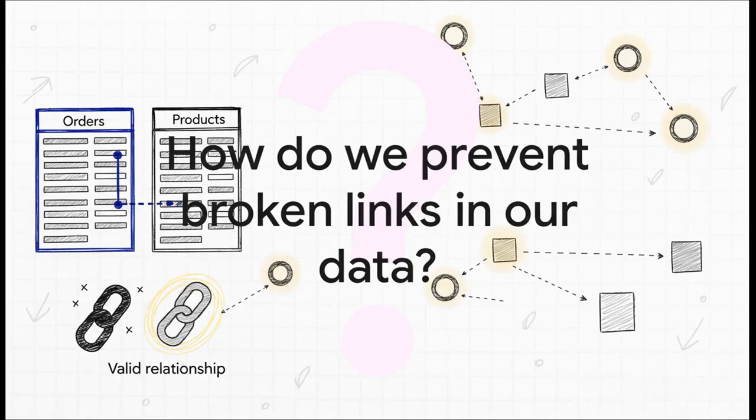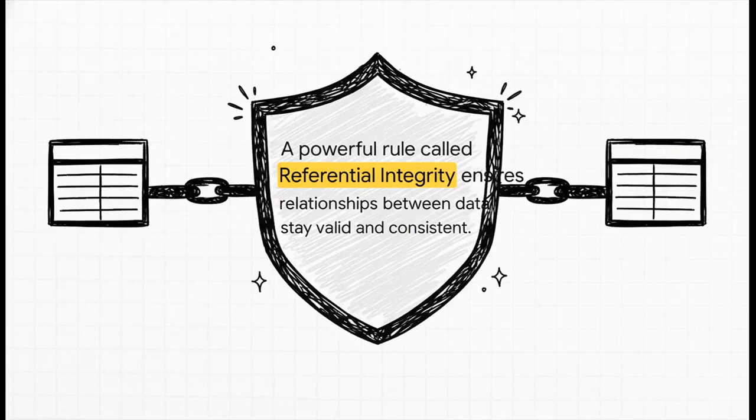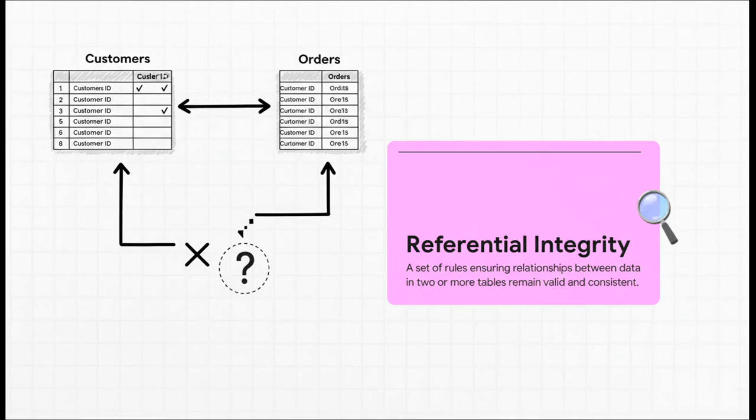So what if you have data that points to, well, nothing? How do we stop these broken links? The solution is a very simple but powerful rule, and it's called referential integrity. Basically, it just makes sure that any link between your tables is pointing to something that's actually there.